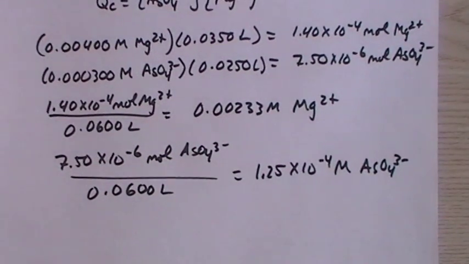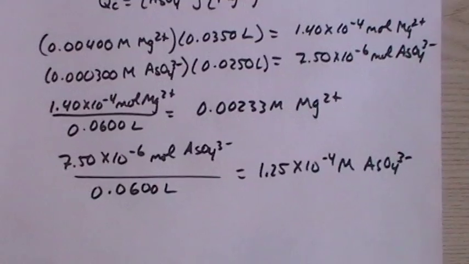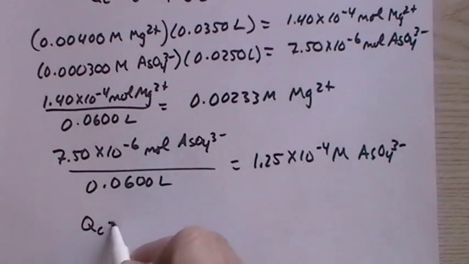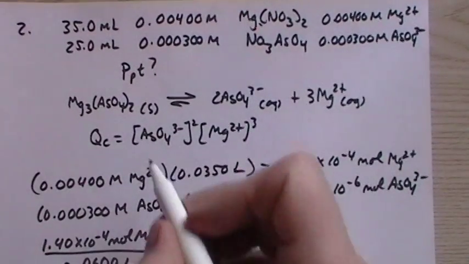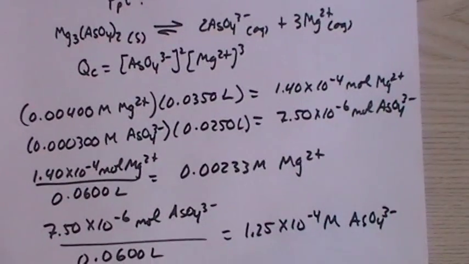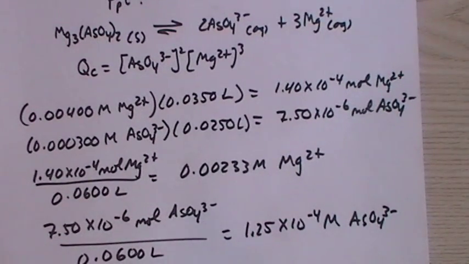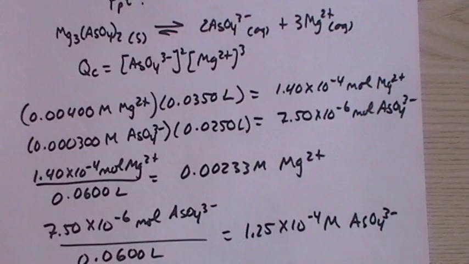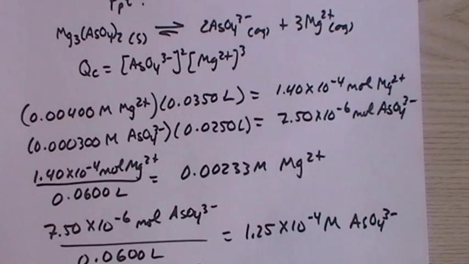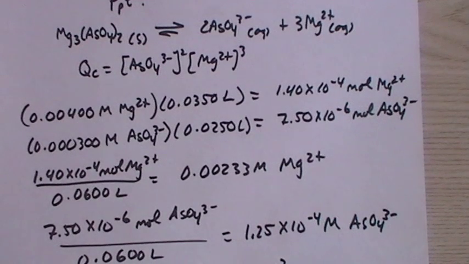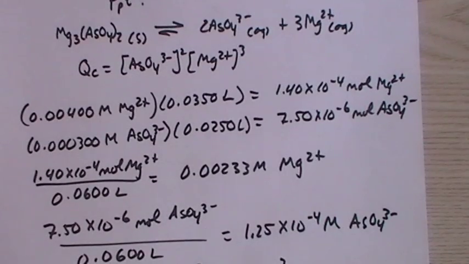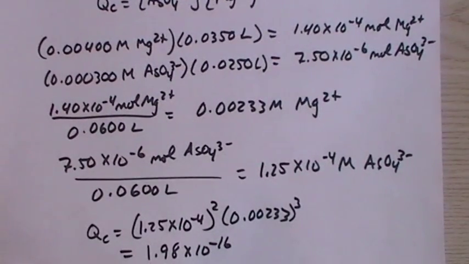Now those are our concentrations once they've mixed, so we can put them directly into the QC expression above here. Put those numbers in. The arsenate goes in first, and it's raised to the 2nd power. And the magnesium goes in second, raised to the 3rd power. And I get 1.98 times 10 to the minus 16.